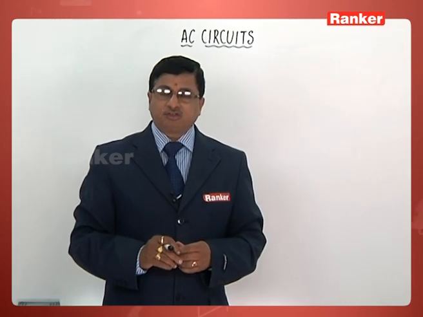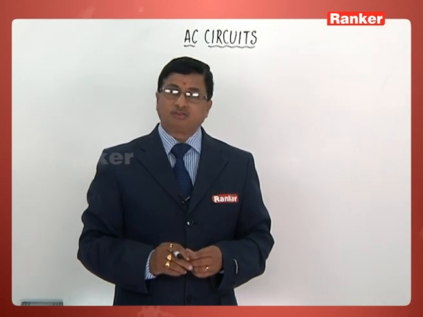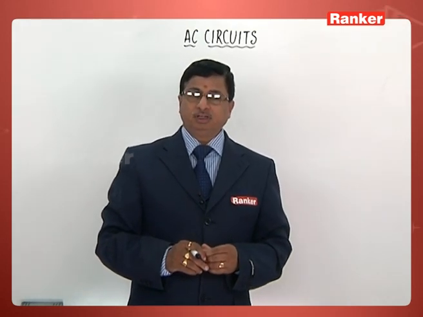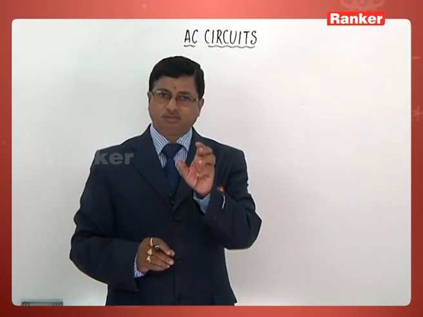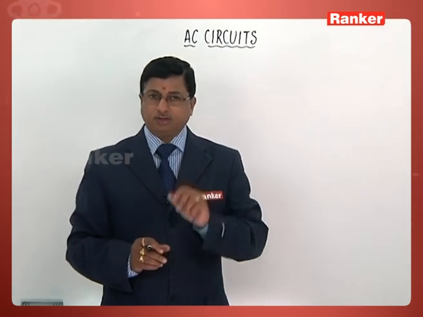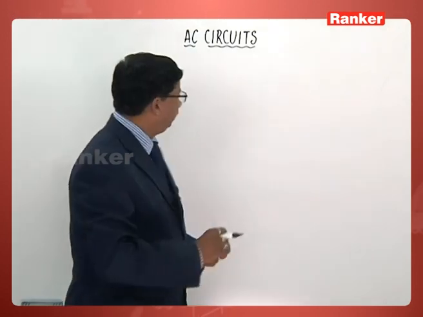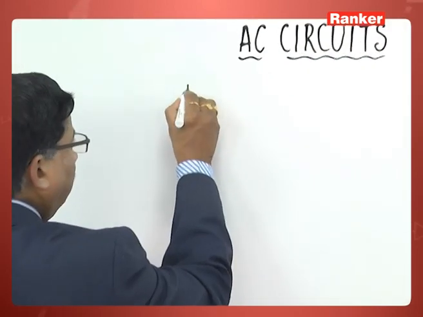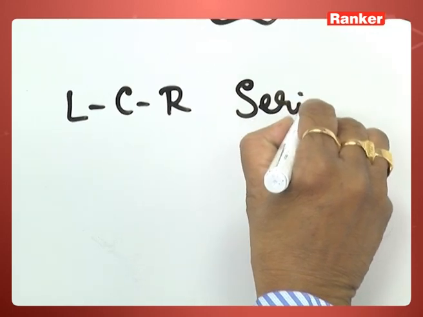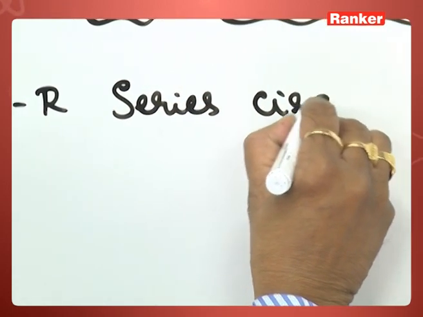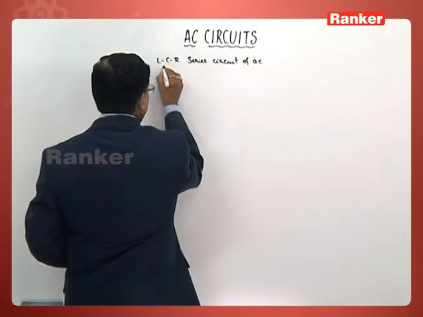The circuit next we are taking up is the LCR series circuit. In this particular circuit, we find all the three elements. Resistance will be there, inductance factor will be there, and even capacitance also will be there. So we can write LCR series circuit of AC. That is the next one.